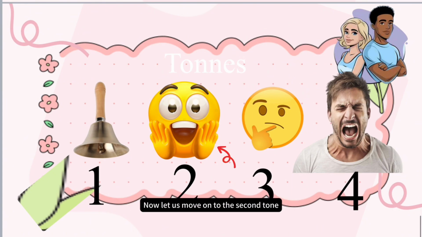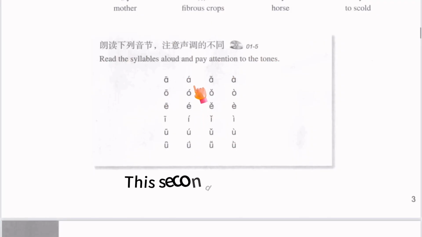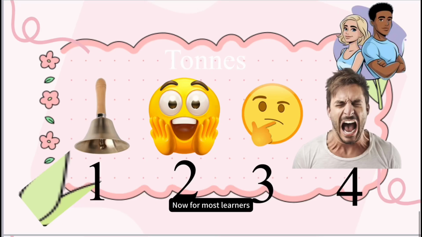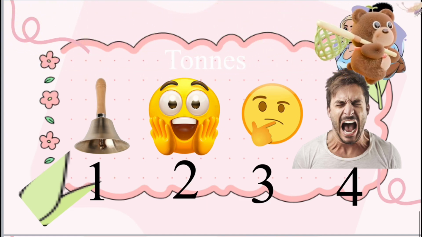Now let us move on to the second tone. Imagine if a friend gave you some news telling you that a very ugly dude in class managed to go out on a date with the most beautiful girl in the school. It's a surprise, right? Now pronounce these with me. O, A, O, E, I, U, Ü. Very good.